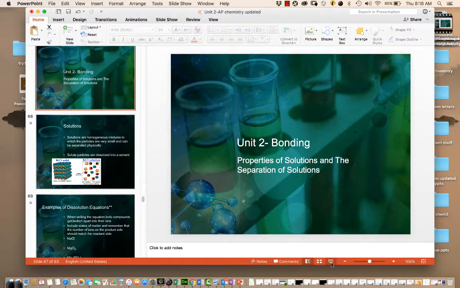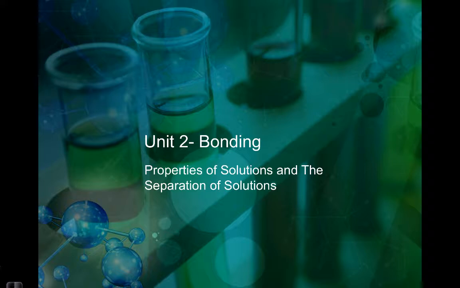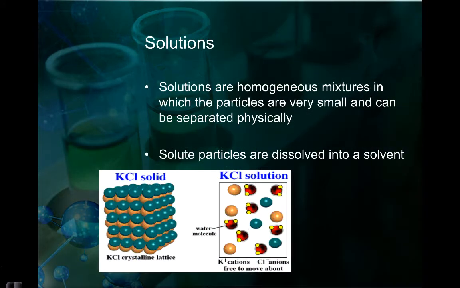Okay, so in this video we're going to be looking at solutions, how they're made, and then also we're going to review some solution math that we did last year. Remember, a solution is a homogeneous mixture where you have a solute that's been dissolved into a solvent. So if I take solid potassium chloride, KCl, I can dissolve that into water so I can pull the ions apart. This all occurs because of the intermolecular force between the ions and the polar water molecules.